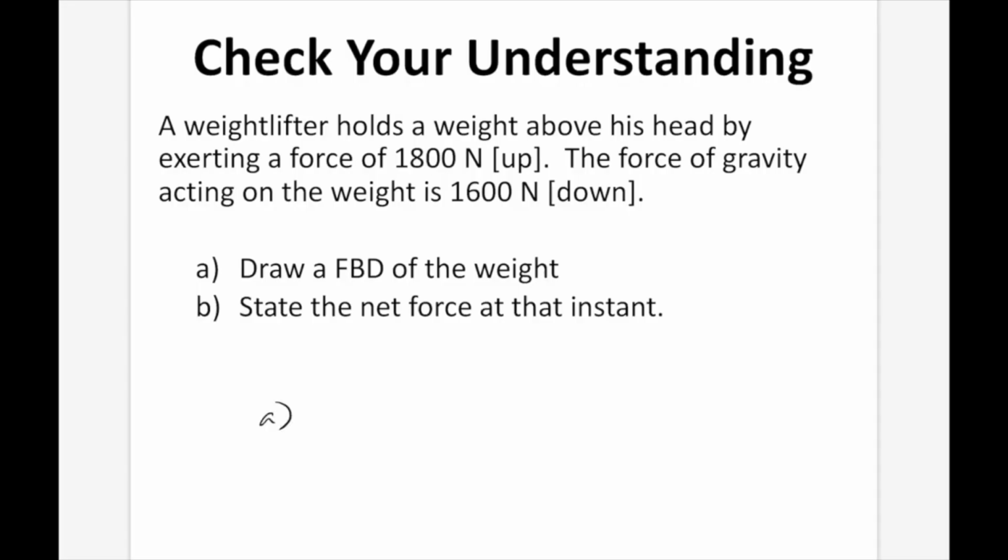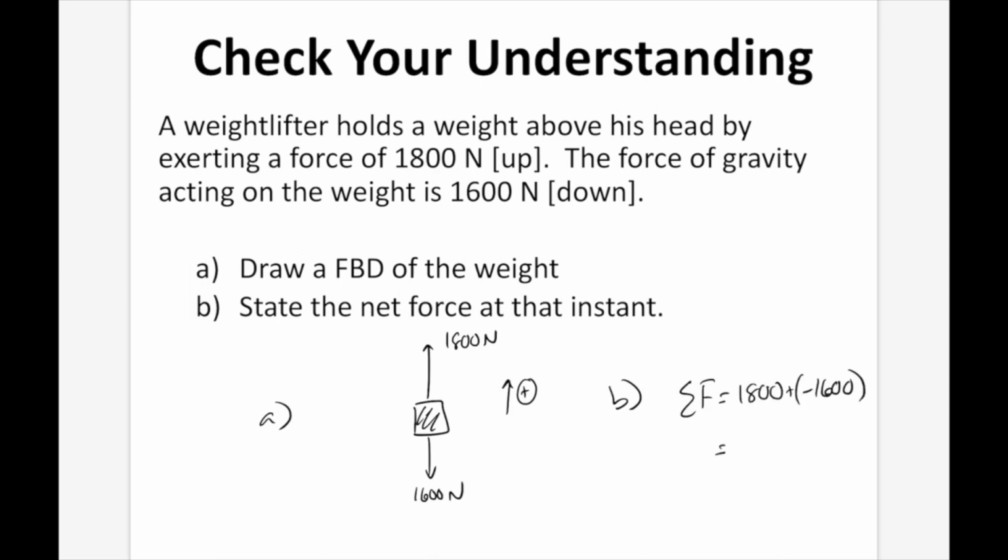So for A, the free body diagram is going to be represented by a little box. There is a 1600 newton force downwards and a slightly larger 1800 newton force upwards. And that's all the forces acting on the weight. And the last thing we need to do is state our positive direction. We're going to say up is positive. B, state the net force. The sum of the forces is going to equal 1800 plus negative 1600. 1800 plus negative 1600 is 200 newtons up.